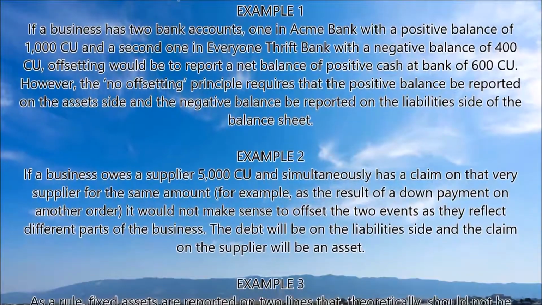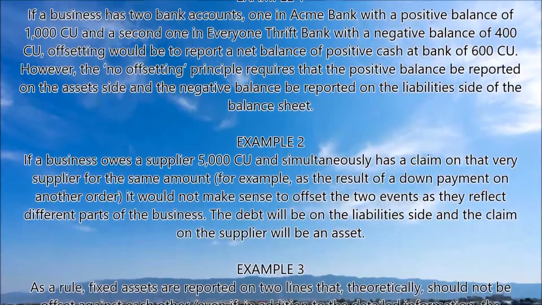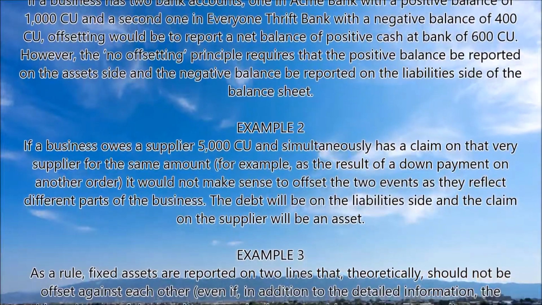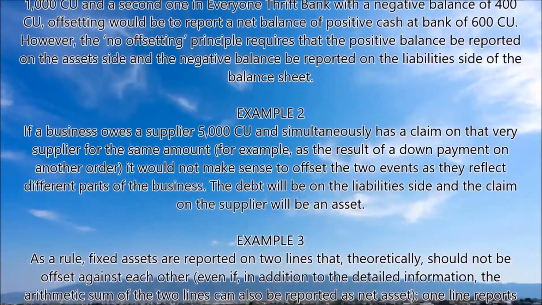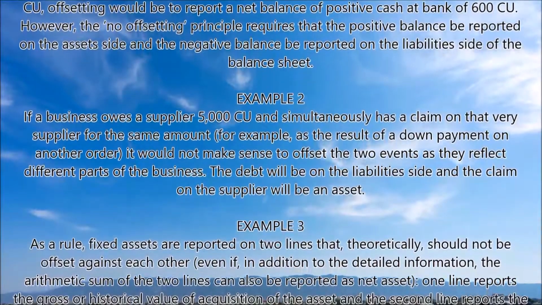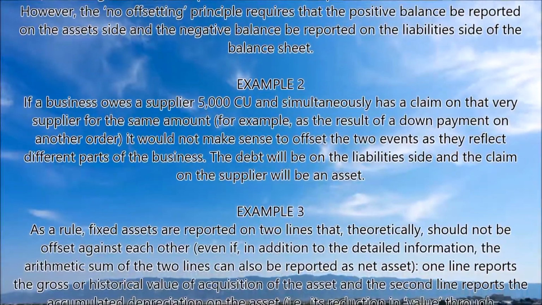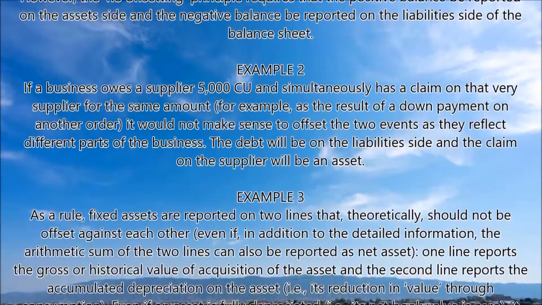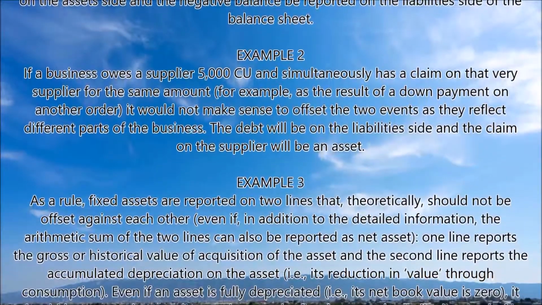Example 1. If a business has two bank accounts, one in Acme Bank with a positive balance of 1,000 CU and a second one in Everyone Thrift Bank with a negative balance of 400 CU, offsetting would be to report a net balance of positive cash at bank of 600 CU. However, the no offsetting principle requires that the positive balance be reported on the assets side and the negative balance be reported on the liabilities side of the balance sheet.